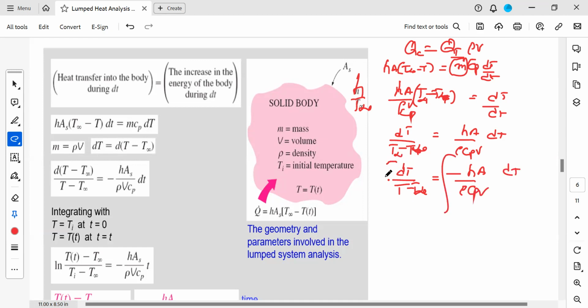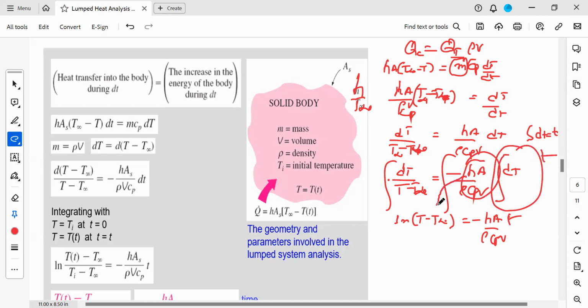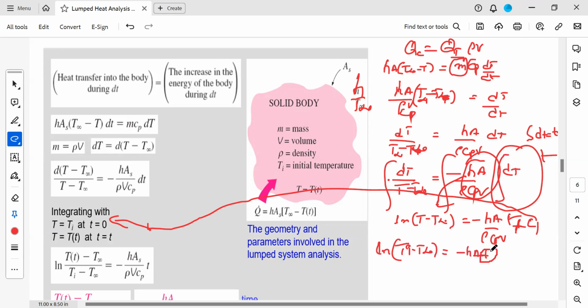Now integrate this equation. You will get ln of (T minus T infinity) equal to minus hA divided by rho Cp V, times t, since the integral of dt is t and this constant can be taken out of the integration, plus C1. In order to find C1, we use the initial condition: at time t equal to 0, the temperature is Ti. That means Ti minus T infinity is equal to minus hA into 0 by rho Cp V plus C1.